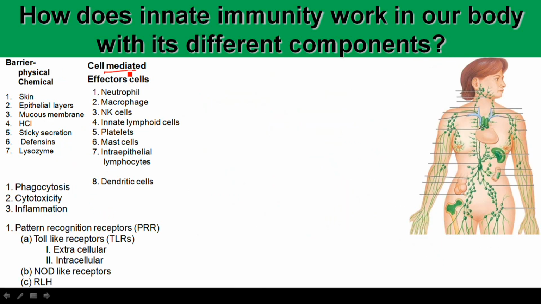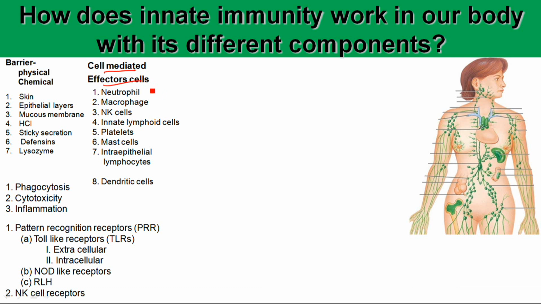Next are the cell-mediated effector cells. In this category, we have different types of cells like the neutrophil, macrophage, and the NK cells, innate lymphoid cells, platelets, mast cells, and the intraepithelial lymphocytes, also the dendritic cell. So when a bacteria or virus gets inside of our body, the first cell to attack it is the neutrophil because they are very high in number in blood. So first this neutrophil comes in contact with this bacteria and they phagocytose those bacteria and virus.